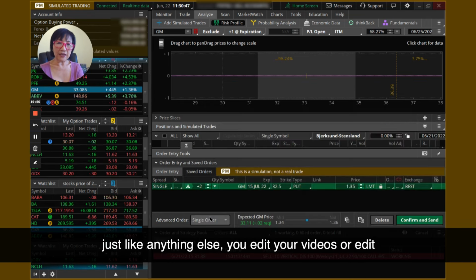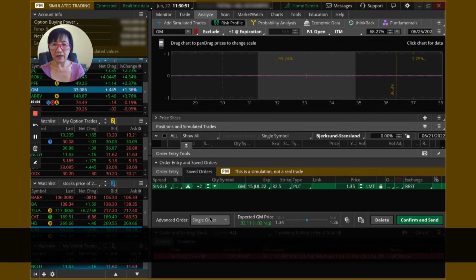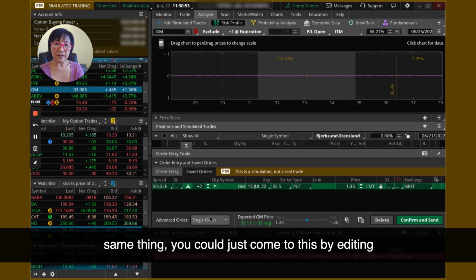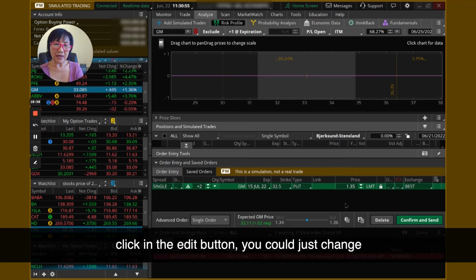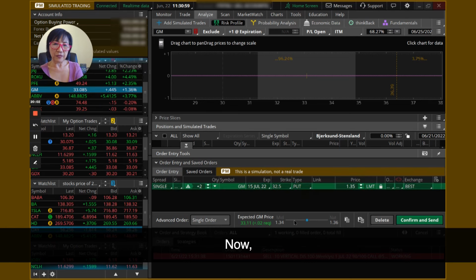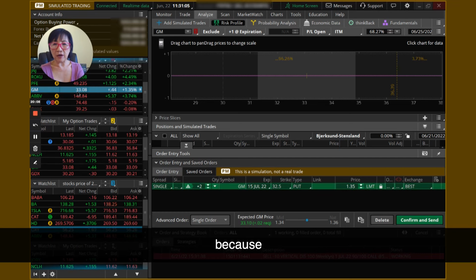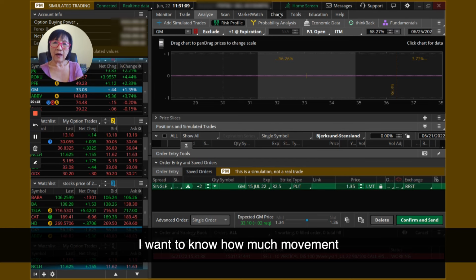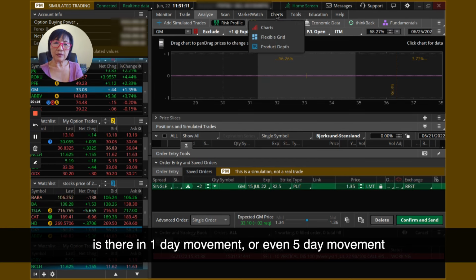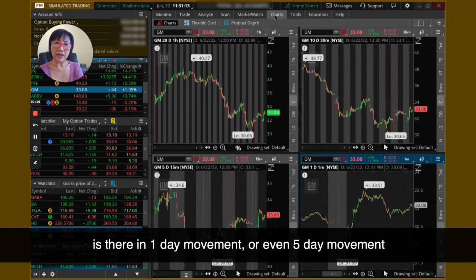just like anything else, you edit your videos or edit whatever it is. Same thing. You could just come to this by clicking the edit button. You could just change whatever you want to do. Now, I like to do my break even closer to current market because I want to know how much movement there is in 1 day movement or even 5 day movement.